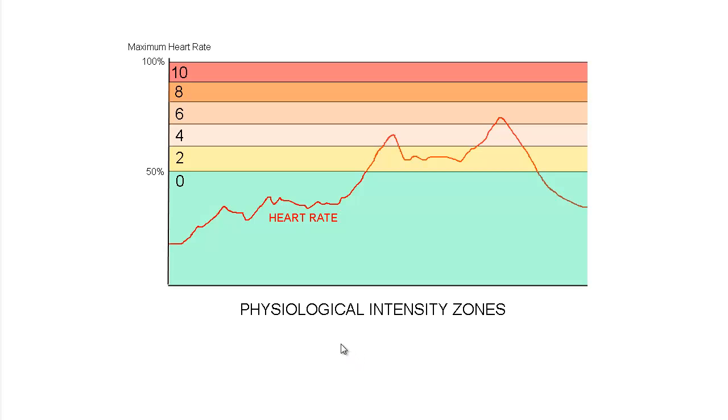This is a graph of heart rate showing how we assign a physiological intensity value. About 50% of maximum heart rate, there are 5 zones of intensity. Every second, the intensity level is assigned a numeric value on the scale 0 to 10.